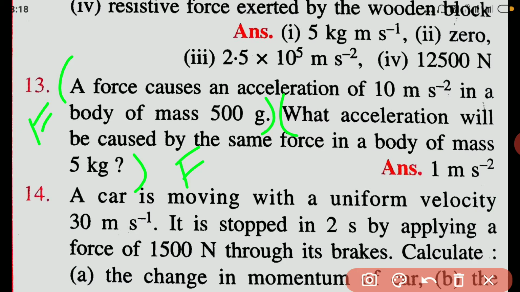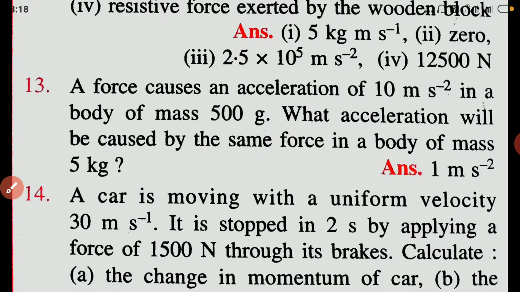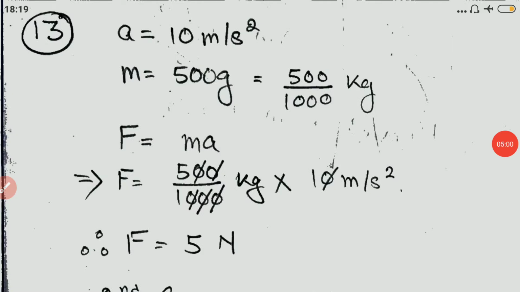In the first case, we are trying to find the force. In the second case, using the same force, I am trying to find the acceleration for a different mass. So let us try to solve this. Okay, coming to the solution of number 13.